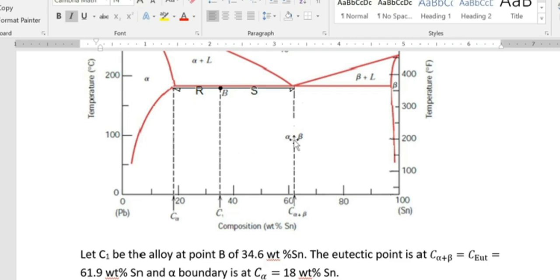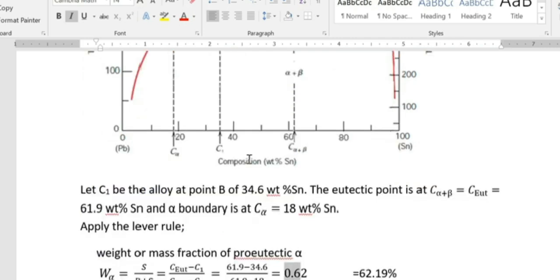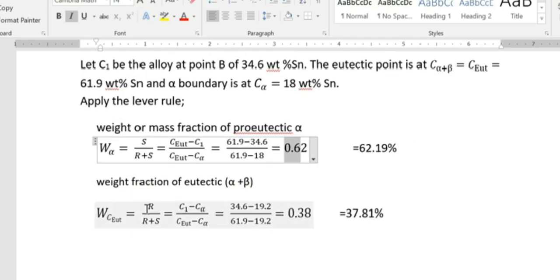So now when you want to determine the fraction of alpha plus beta, you won't take S, which is adjacent to alpha plus beta, you take the opposite, which is R. It's going to be R all over the total. In this case, you will have it here, R all over the total. You have 34.6 minus 19.2, and you end up with 0.38.